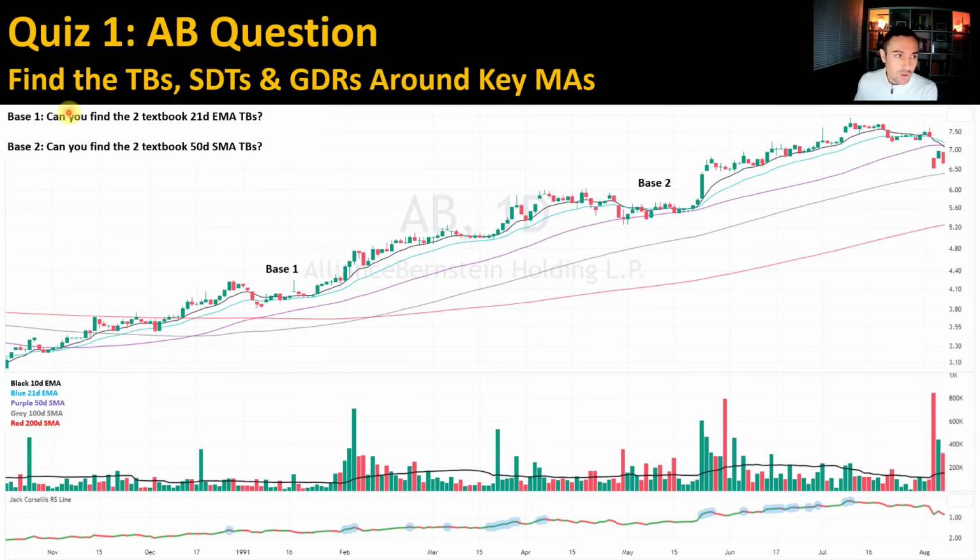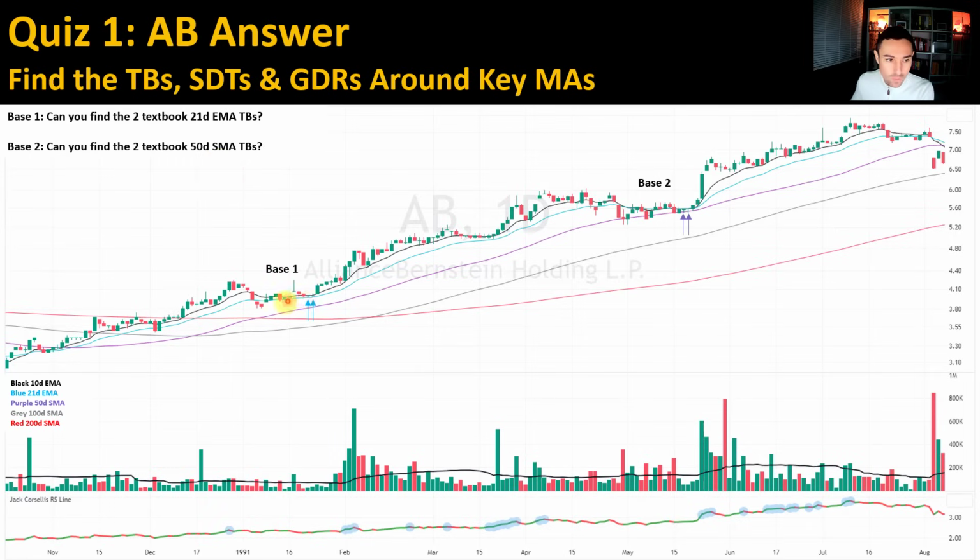So we've got 2 bases here, okay? We've got base 1, we got base 2. Can you find the 2 textbook 21-day EMA trigger bars? TBs are trigger bars. And base 2, can you find the 2 textbook 50-day simple moving average trigger bars? This one here, nice and easy one to begin with, okay? So I'm going to change it in 3, 2, 1 and show you the answer. There you go. Here they are, right here, okay?